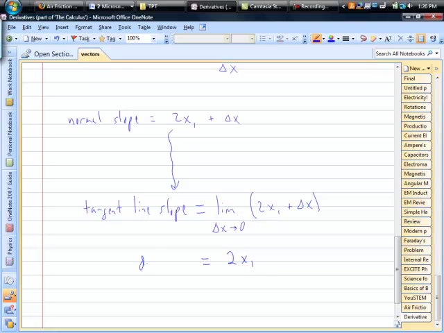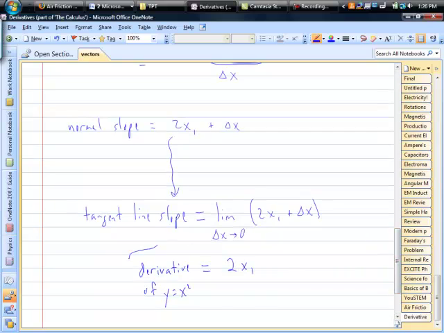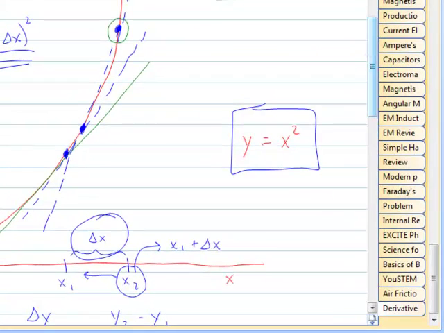And that is what we call the derivative of this particular function, y equals x squared. So 2x is the slope of this line, is the slope of the tangent line. Now that's really powerful.